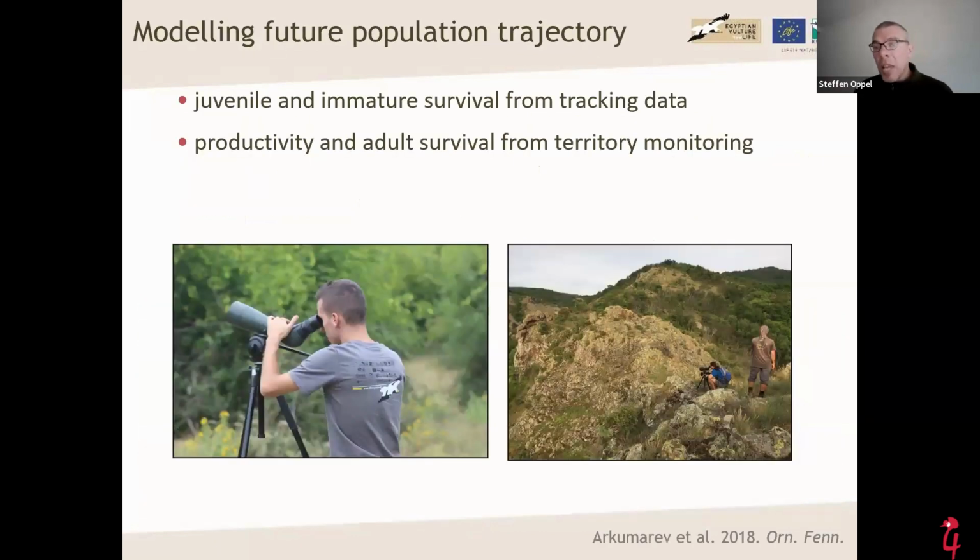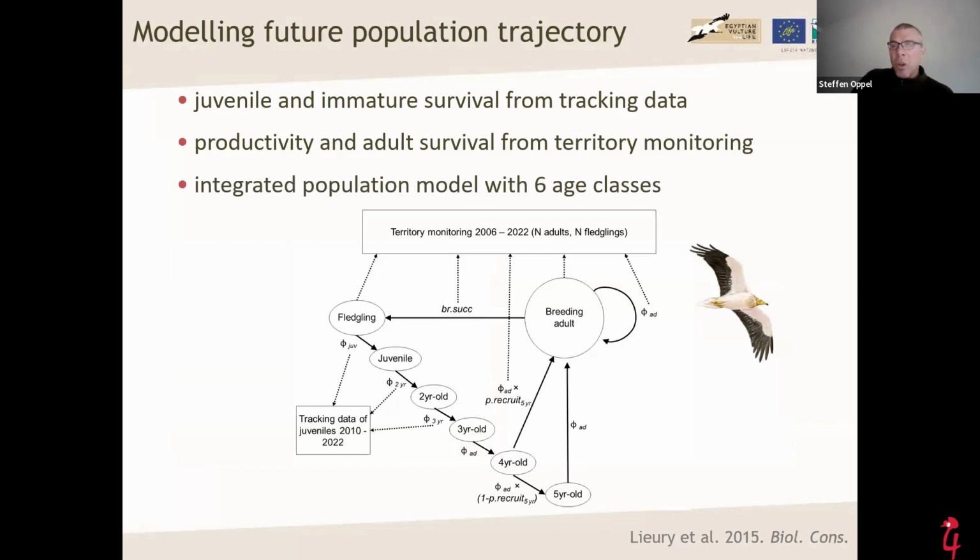Now, we wanted to know how many we have to release and estimate how the population would be doing depending on how many captive bred birds we released every year. For that, we used the juvenile and the immature survival data from the tracking data, and we have nest monitoring data and adult survival from territory monitoring from the Balkan population that we could all use in a population model. So we used an integrated population model that we adapted from colleagues in France, and that has 6 different age classes that are connected by different rates of surviving. And we informed all these parameters by either our territory monitoring data or by the tracking data.